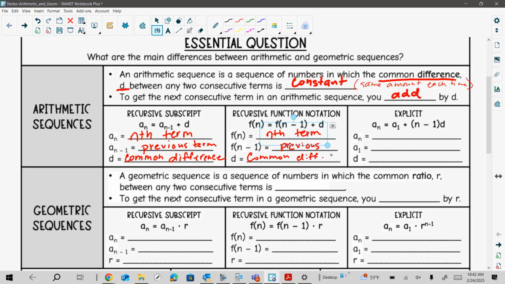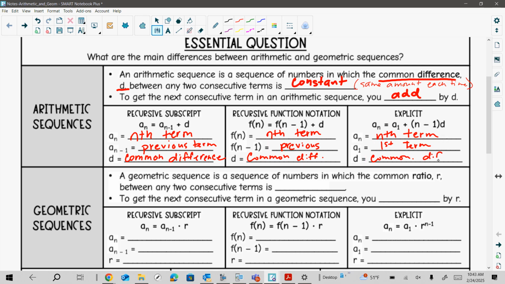Now here's the one that changes. This is your explicit sequence, or explicit form, which is usually where you have the formula. A sub n is still your nth term. But a subscript 1 represents the first term in the sequence. And D is still your common difference.